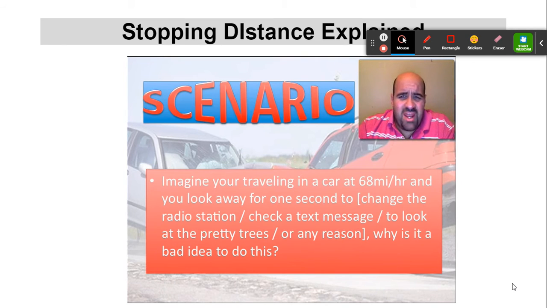Scenario: imagine you're traveling in a car at 68 miles an hour, and you look away for 1 second to change the radio station, check a text message, look at the pretty trees, see what the GPS is doing, charge your phone, plug it in. Why is it a bad idea to do this? The simple answer is obviously you can crash and die or kill someone, but we're going to break this down a little more scientifically and look at 3 separate variables that are involved with stopping a car.